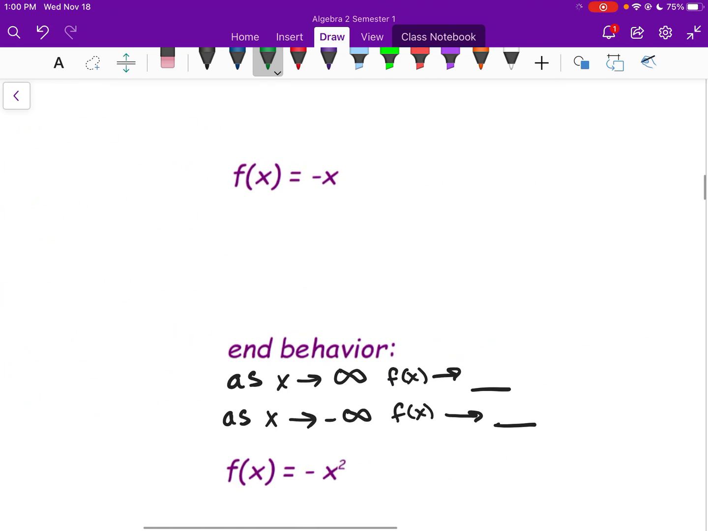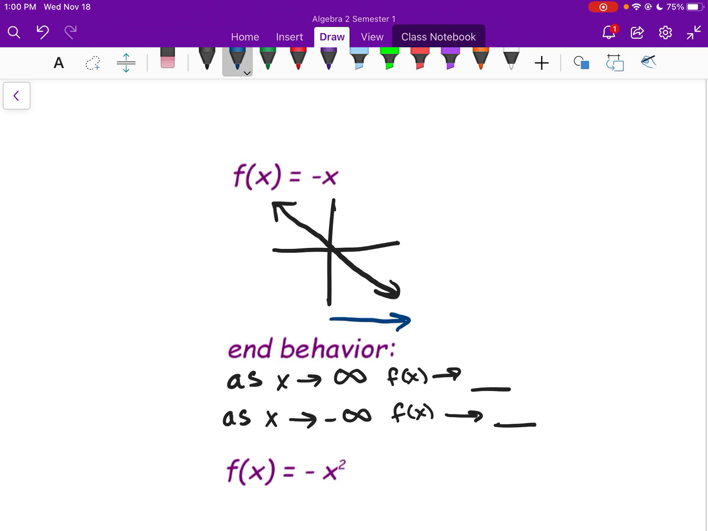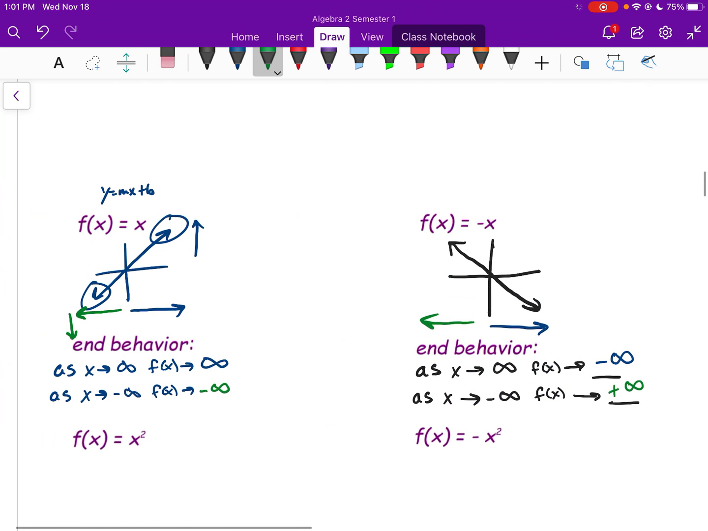All right, so looking at f of x equals negative x, that's just a negative slope line. So in this case, we'll do as x approaches positive infinity. As we go right, the graph is going down, which is negative infinity. And as x approaches negative infinity, or as we go left on the graph, the function is going up. So that is going to positive infinity. All right, so those are linear.